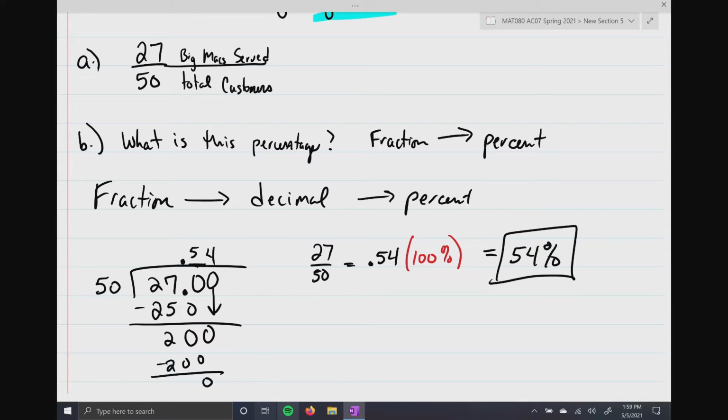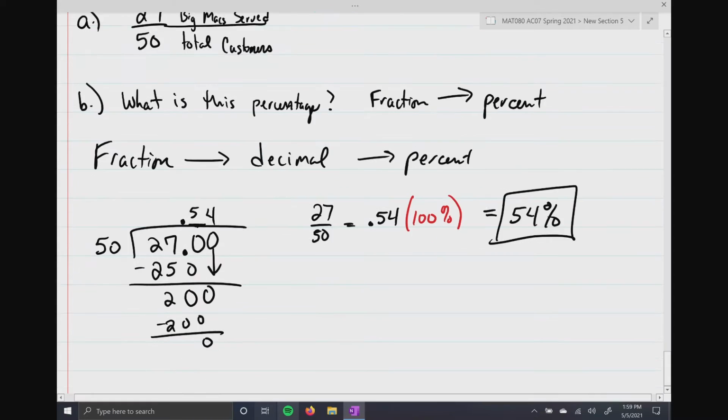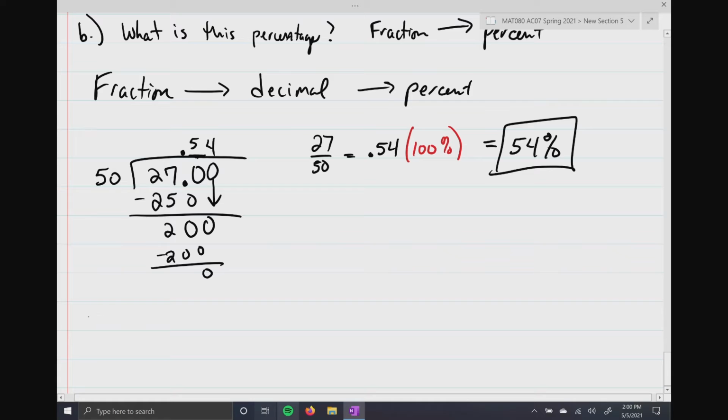So, are there any questions? All right, so what we did is a ratio problem. Then we went ahead and converted from a fraction to a decimal, and then to a percent. I'm sorry, so we went from a fraction to a percent. I think it's really good if we do a problem like this now.